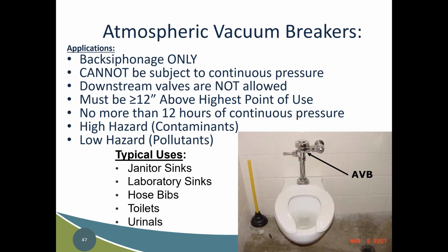All right. So a couple of things where you see these on really high hazard: janitor sinks, laboratory sinks. We see those on the back of the sinks. Hose bibs outside can be considered high hazard because if you're using different types of chemical treatment that hook to your garden hose, guilty of it, been there, done that. Also in toilets and urinals. Urinals, these things right here, this has an atmospheric vacuum breaker in it, believe it or not.